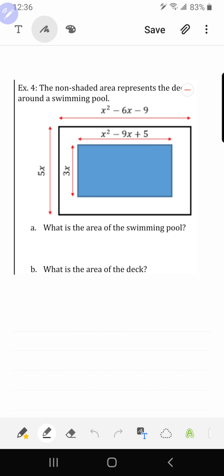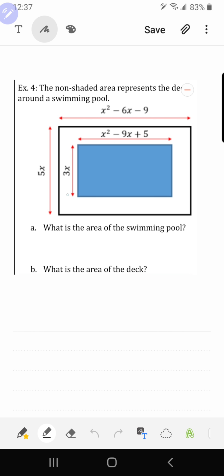How can I take something out? What operation would that be? That would most likely be subtraction. So after I find the area of the entire deck and the area of the pool, I could subtract the two from each other. They're telling us the first step is, what is the area of the swimming pool? Well, the swimming pool is this blue area right here, 3x by x squared minus 9x plus 5.